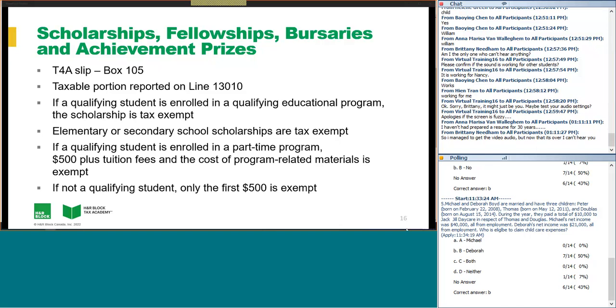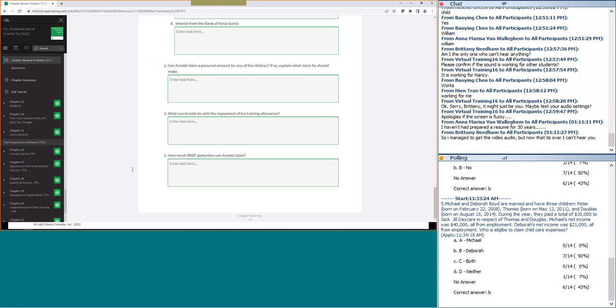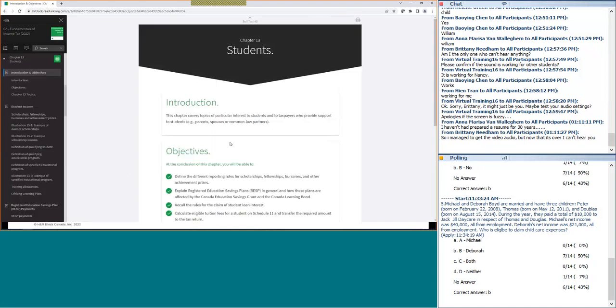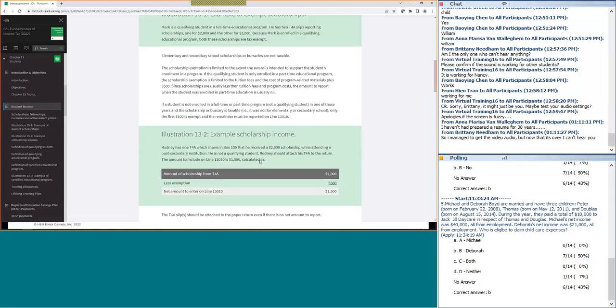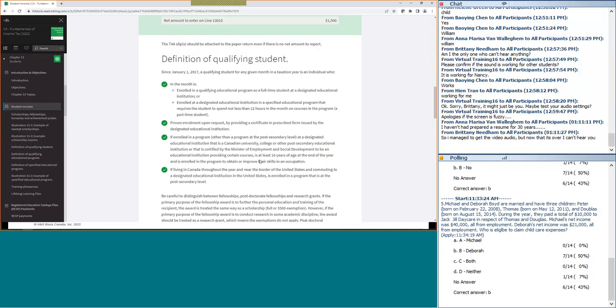So in this section, I'm going to refer you to the textbook because the textbook is excellent. So if I go into the textbook and the chapter on students and we look at student income, you're going to find more information here of how it gets handled. And I hope you've read this. If you haven't read it, you're going to need to go read it now.